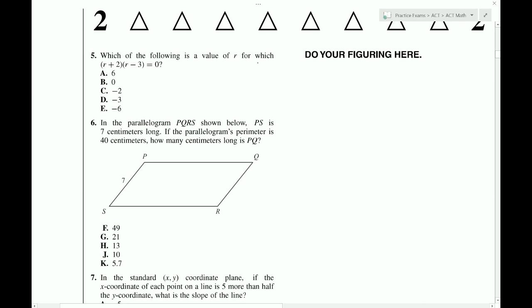Which of the following is a value of r for which this is true? So all we have to do here is to t-chart. (r minus 3)(r plus 2) equals 0. We t-chart this and set this equal to 0, set this equal to 0. Effectively we're just going to get the negatives of what we were presented with. So r is going to equal -2 and r is going to equal +3, right, when you add 3 to both sides. So -2 is the one that they were looking for.